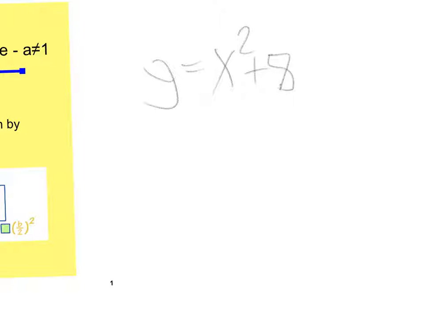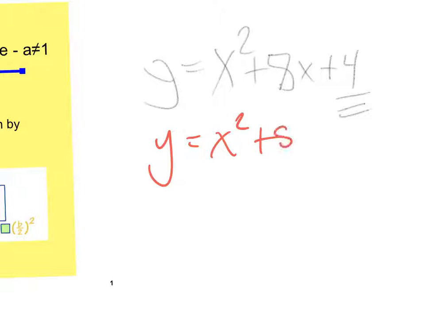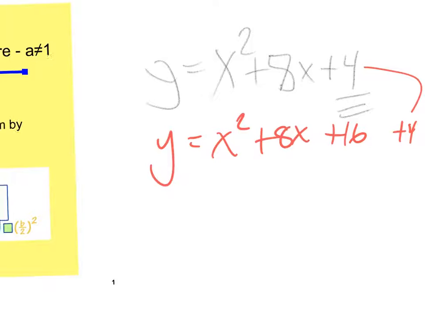Now, let's make it 8. Was 4 the ideal number to put right there? No. What would have been the ideal number to put right there? 16. All right, so let's go with y equals x squared plus 8x plus 16. Can you just change a 4 to a 16? No, but I can just move the 4 over and still say it's over here.